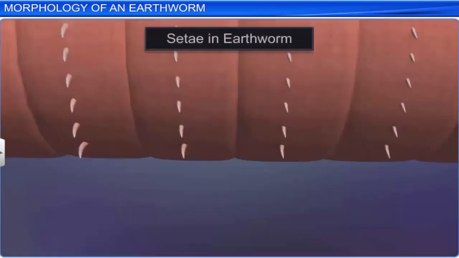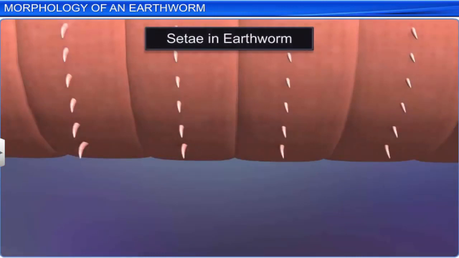The earthworm's body is rough to the touch due to the presence of tiny S-shaped bristles called setae, which are embedded in the epidermal pits. Each segment of the body, except the first, last and the clitellum, has setae which help in locomotion.